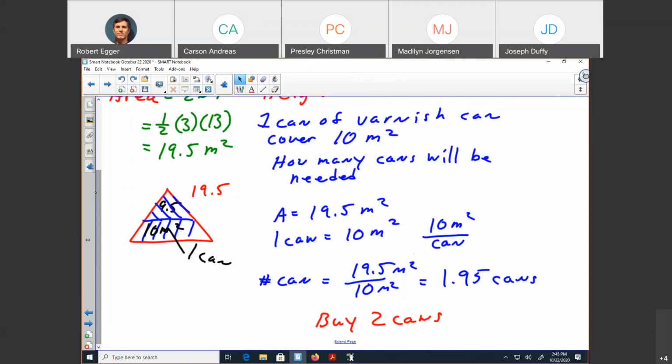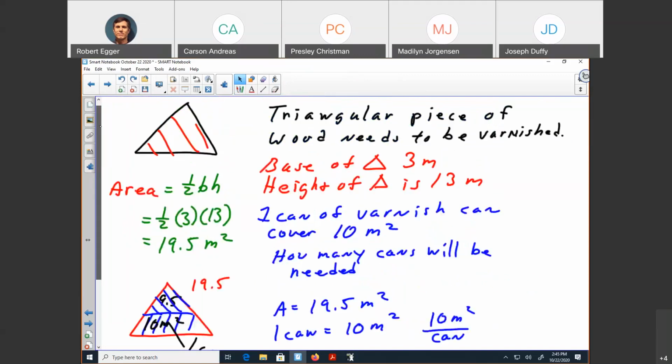The thing is, for this one, you have to recognize the geometry of being a triangle. Every triangle has a formula: 1/2 base times height. We've been given both base and height, which got us an area of 19.5 square meters, which is actually quite big. That's pretty big.